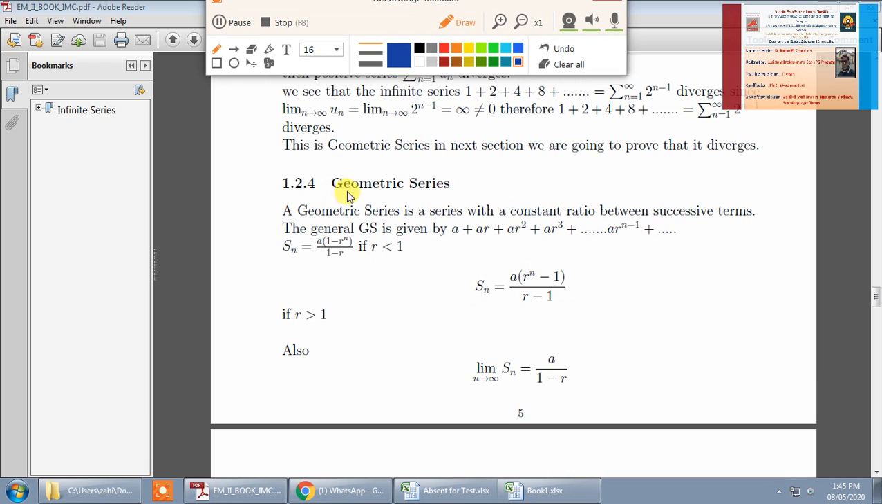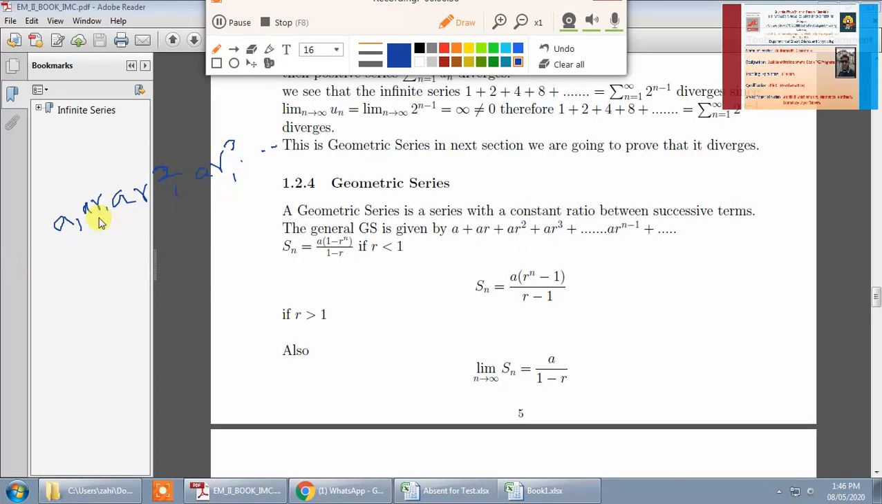Now what is a geometric series? Before that, what you should know is what a geometric progression is. See, this is a geometric progression: a, ar, ar square, ar cube, and so on. Why is it called a geometric progression?